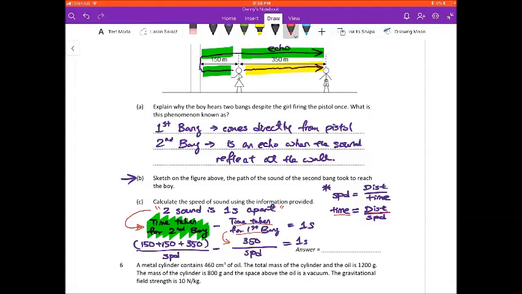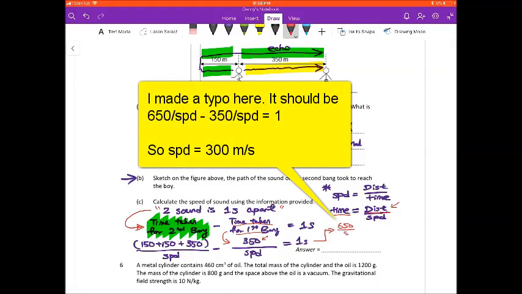distance travelled over speed. So time taken for the first bank, you look at the distance for the first bank, which is 350. Can? So once you do this, you will be able to form this equation, whereby 150 plus 150, 300, 650 over speed plus 350 over speed equals 1. The same denominator, so 1 equals 1000 over S.